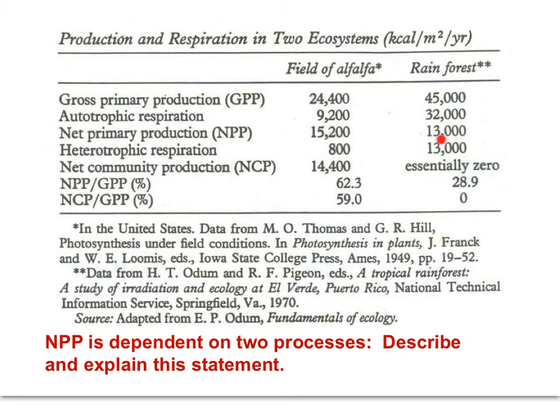Now notice that the net community production in rainforests is nearly zero, and that's because heterotrophic respiration is very, very high. Consider all the animals of the rainforest, particularly insects. In the alfalfa field, people lower the heterotrophic respiration by using insecticides, killing all the insects. People erect fences, keeping out many of the herbivores. As a result, the net community productivity on the alfalfa field is high. And this is what agriculture is all about.